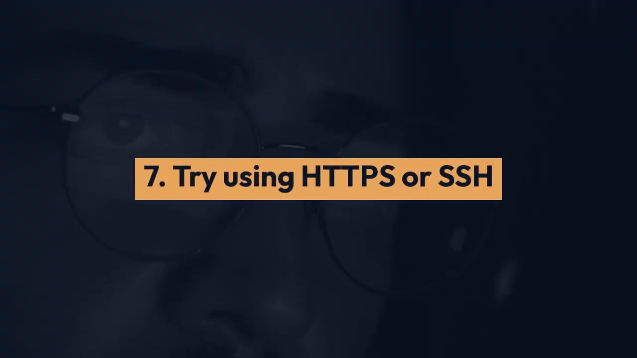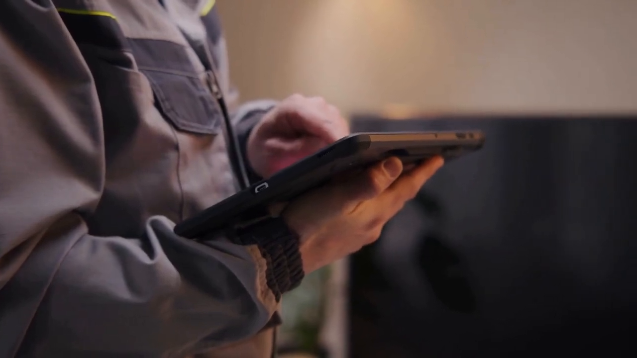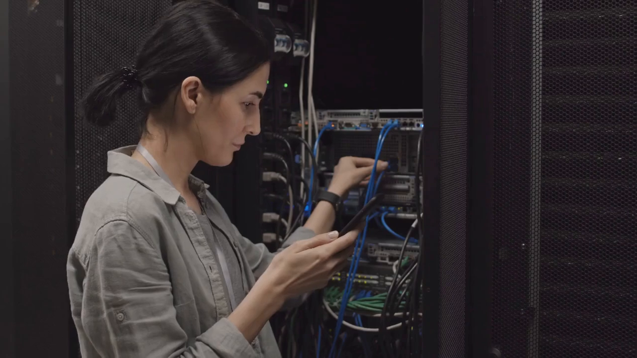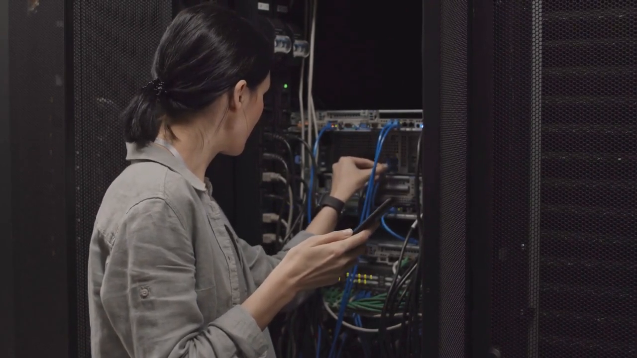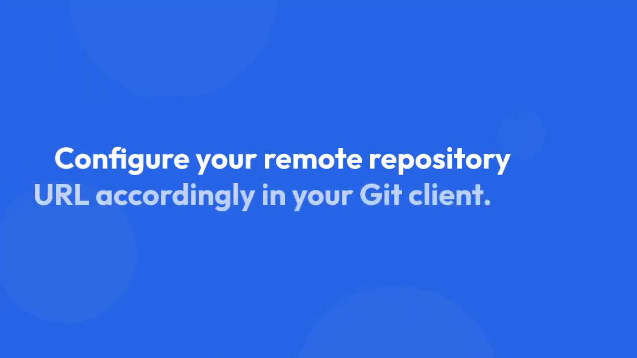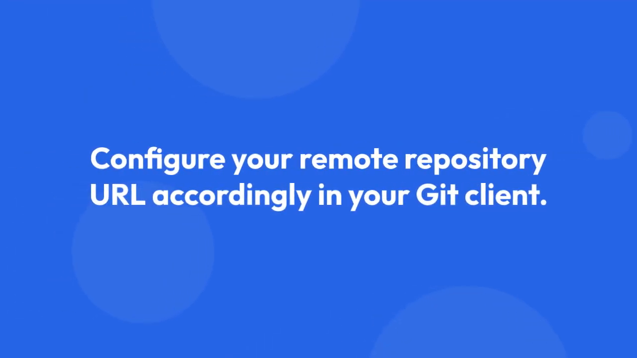7. Try using HTTPS or SSH. If you're using HTTPS, try switching to SSH or vice versa. One protocol might be more reliable than the other, depending on your network configuration and the remote server's setup. You might need to configure your remote repository URL accordingly in your Git client.